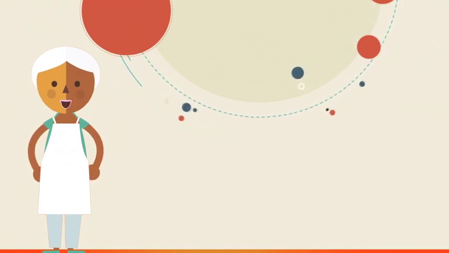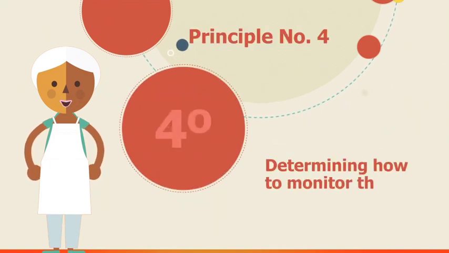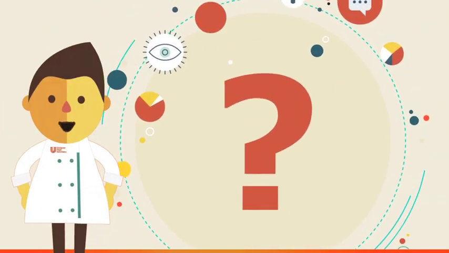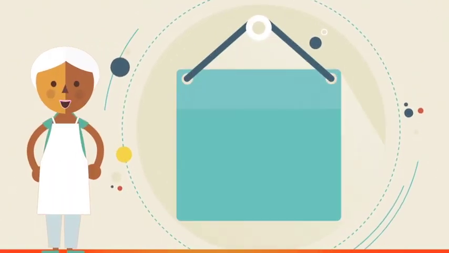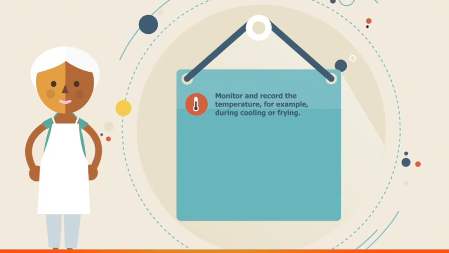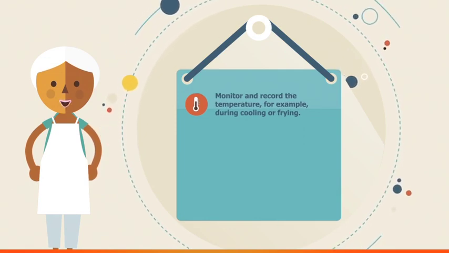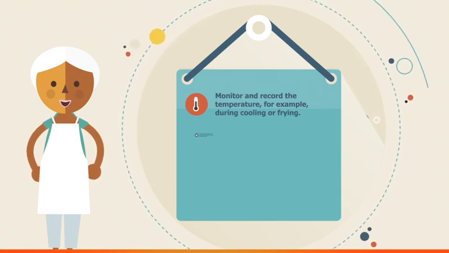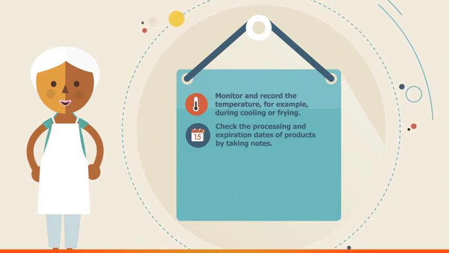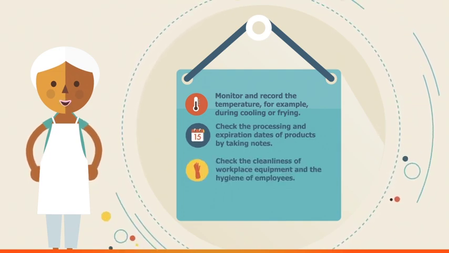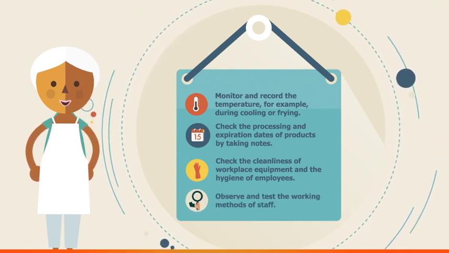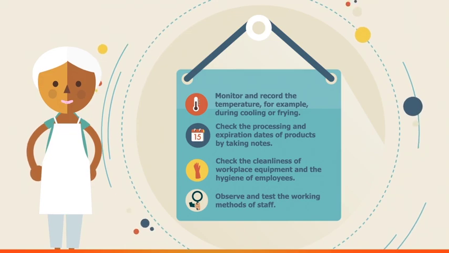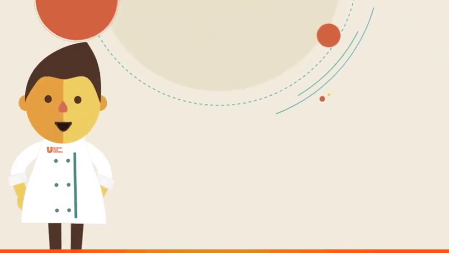The fourth principle is determining how to monitor the critical control points. How can we ensure these critical limits will not be exceeded? Here are some methods to monitor the critical control points. Monitor and record the temperature, for example during cooling or frying. Check the processing and expiration dates of products by taking notes. Check the cleanliness of workplace equipment and the hygiene of employees. Observe and test the working methods of staff. The management of monitoring is easy.